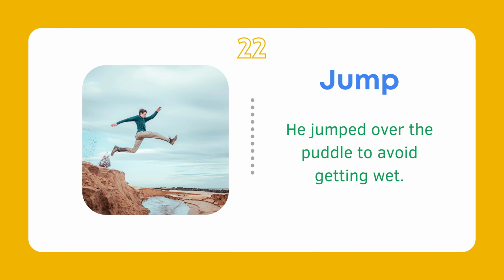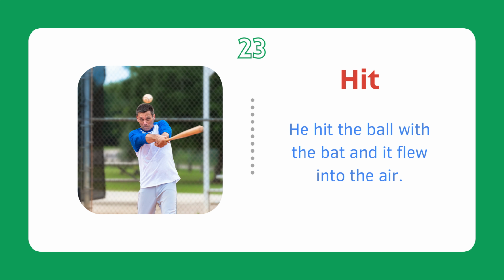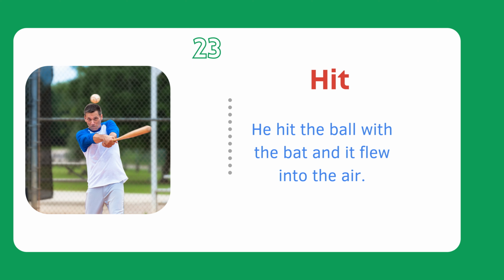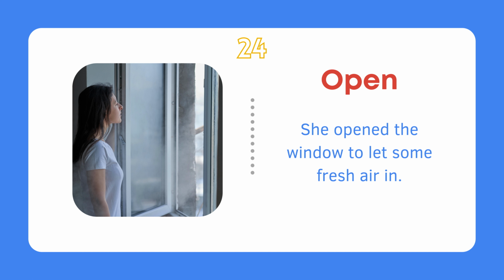Jump. He jumped over the puddle to avoid getting wet. He jumped over the puddle to avoid getting wet. Hit. He hit the ball with the bat and it flew into the air. He hit the ball with the bat and it flew into the air. Open. She opened the window to let some fresh air in. She opened the window to let some fresh air in.